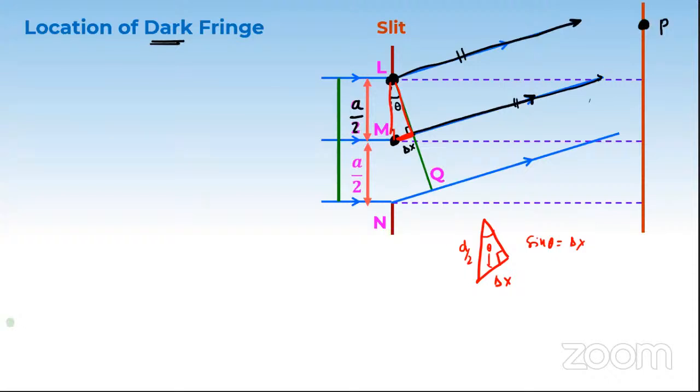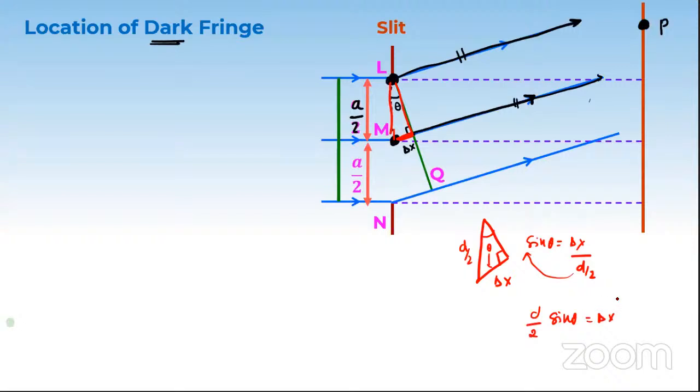That's correct, Nikita. Good. So sine theta will be equal to delta x divided by the hypotenuse, which is d by 2. Therefore, I'm going to take this d by 2 to the right-hand side. Then d by 2 times sine theta is equal to delta x.